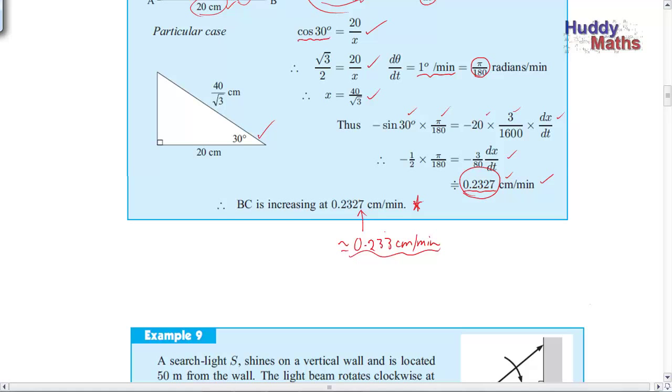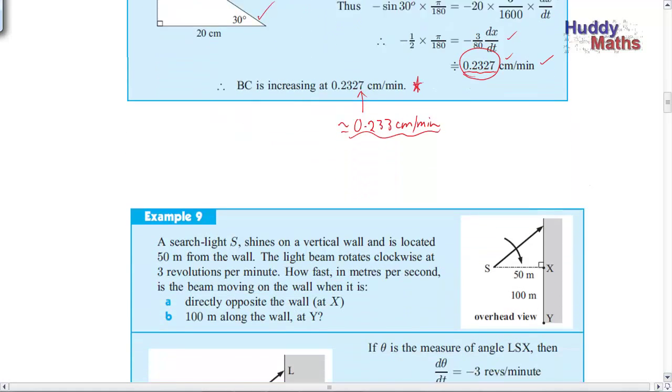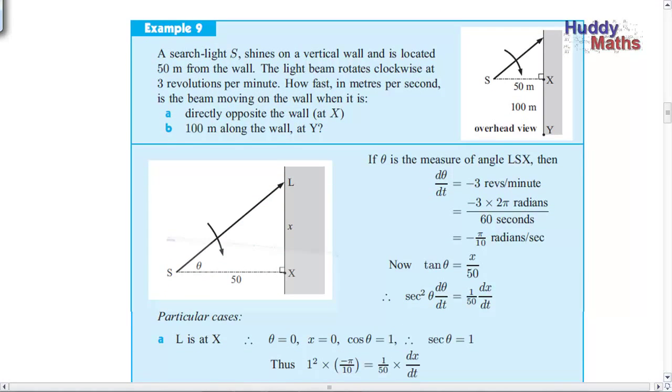All right, what about another example before having a go? So here a searchlight S shines on a vertical wall, and is located 50 metres from the wall. The light beam rotates clockwise at 3 revolutions per minute. How fast in metres per second is the beam moving on the wall when it's directly opposite the wall at X and 100 metres along the wall at Y?